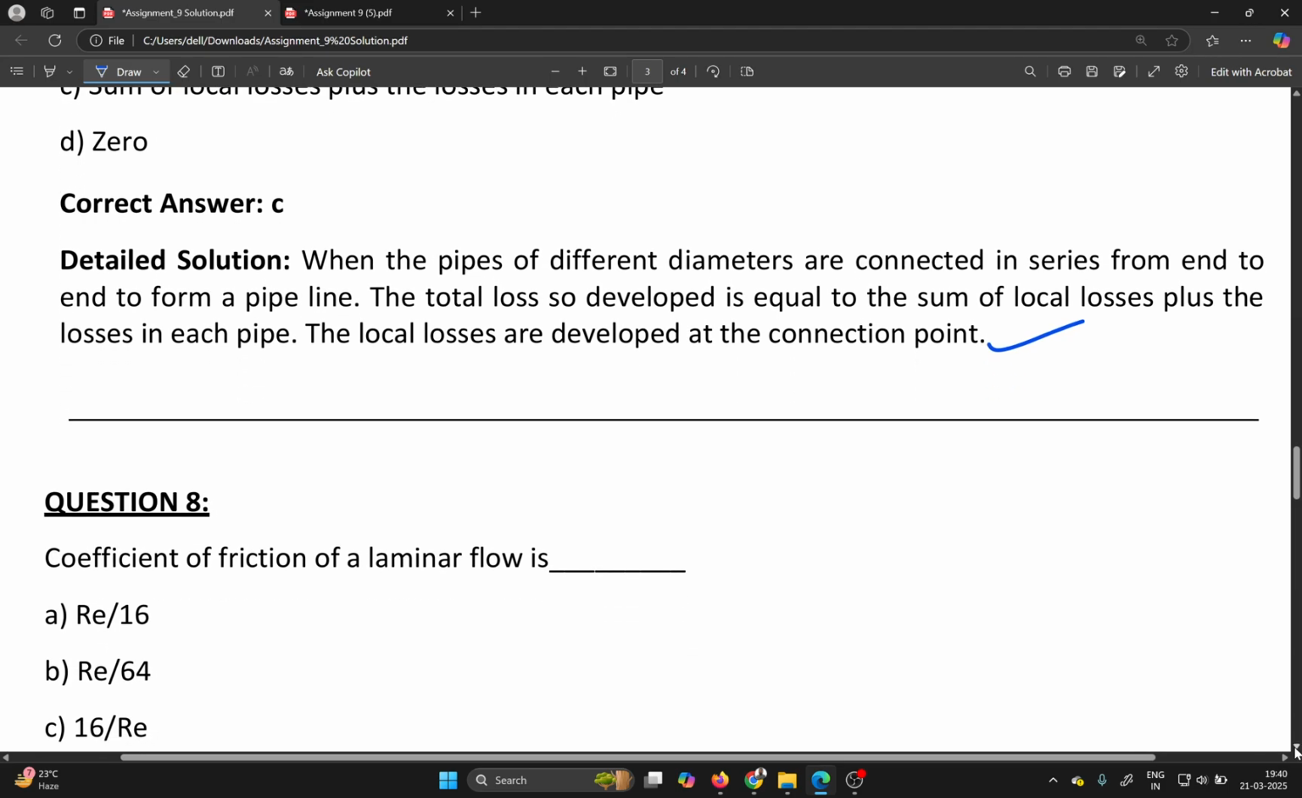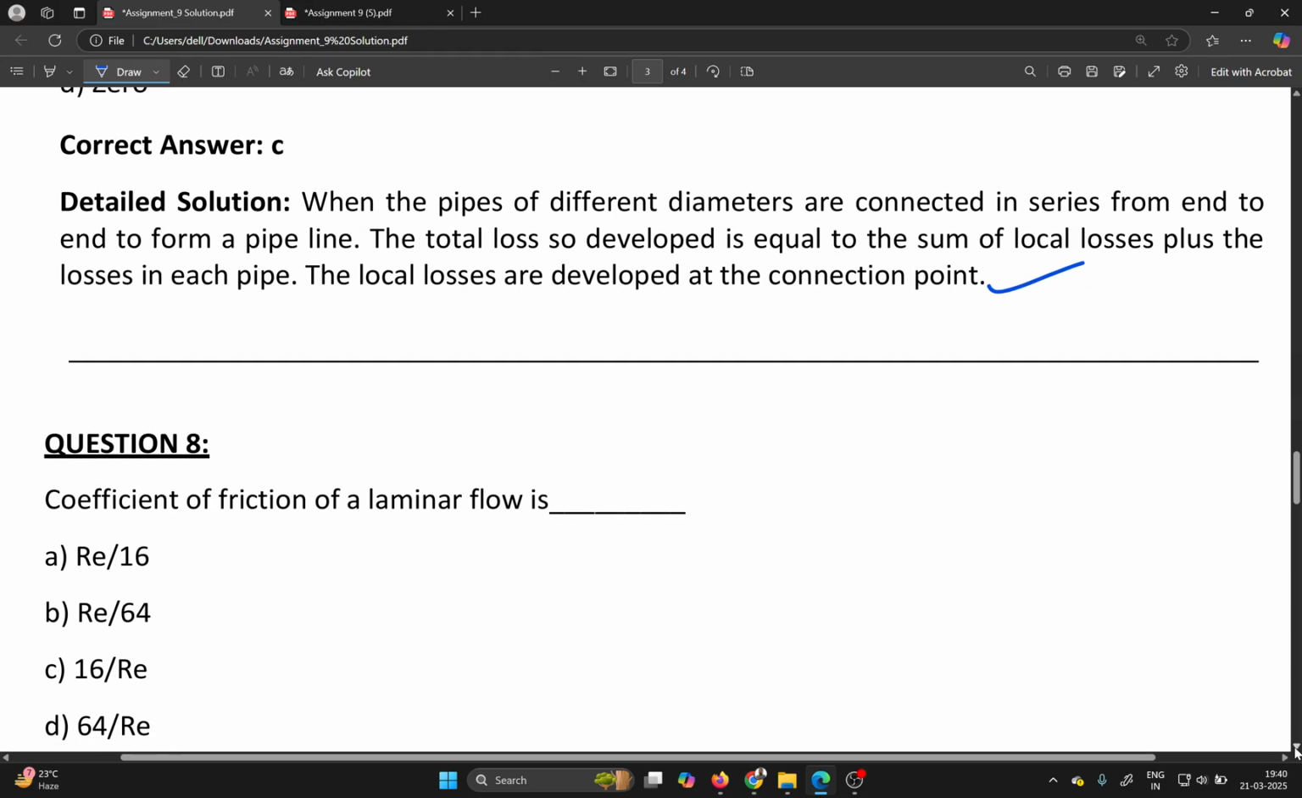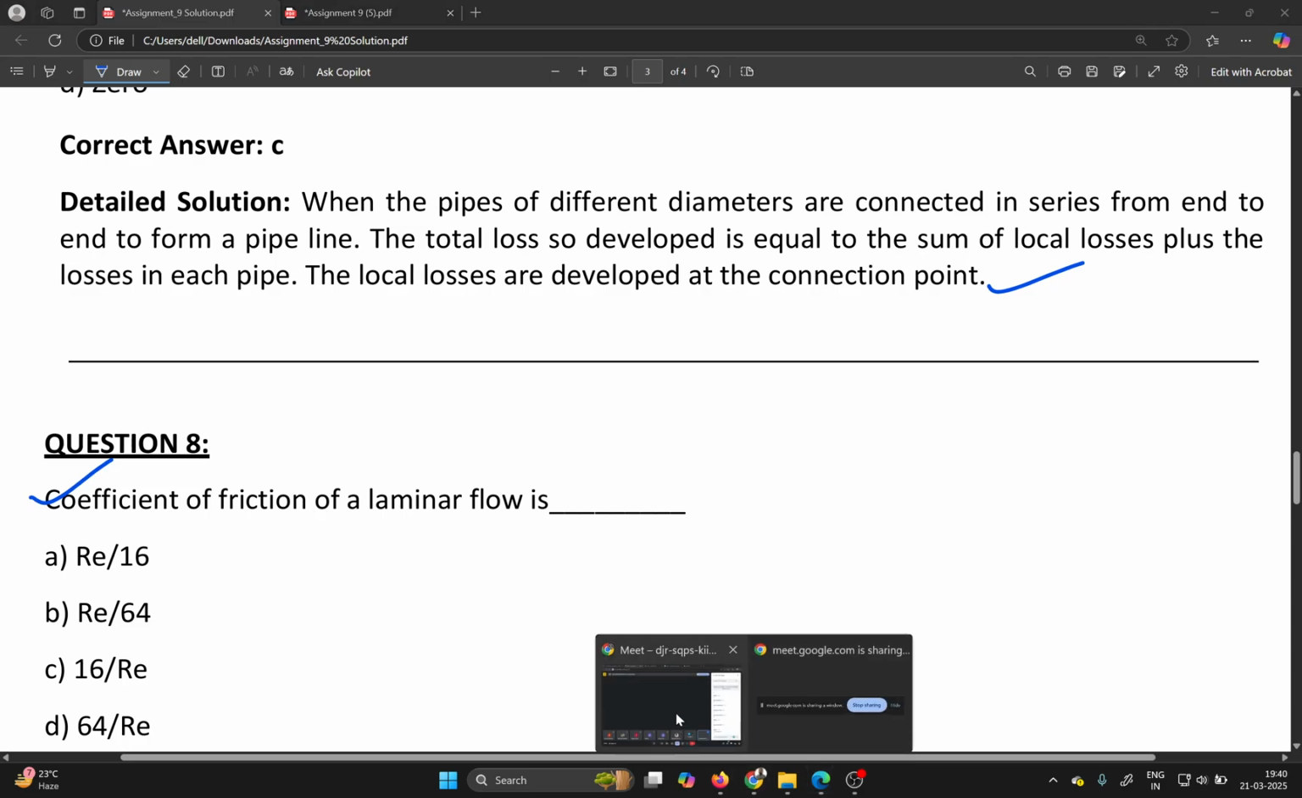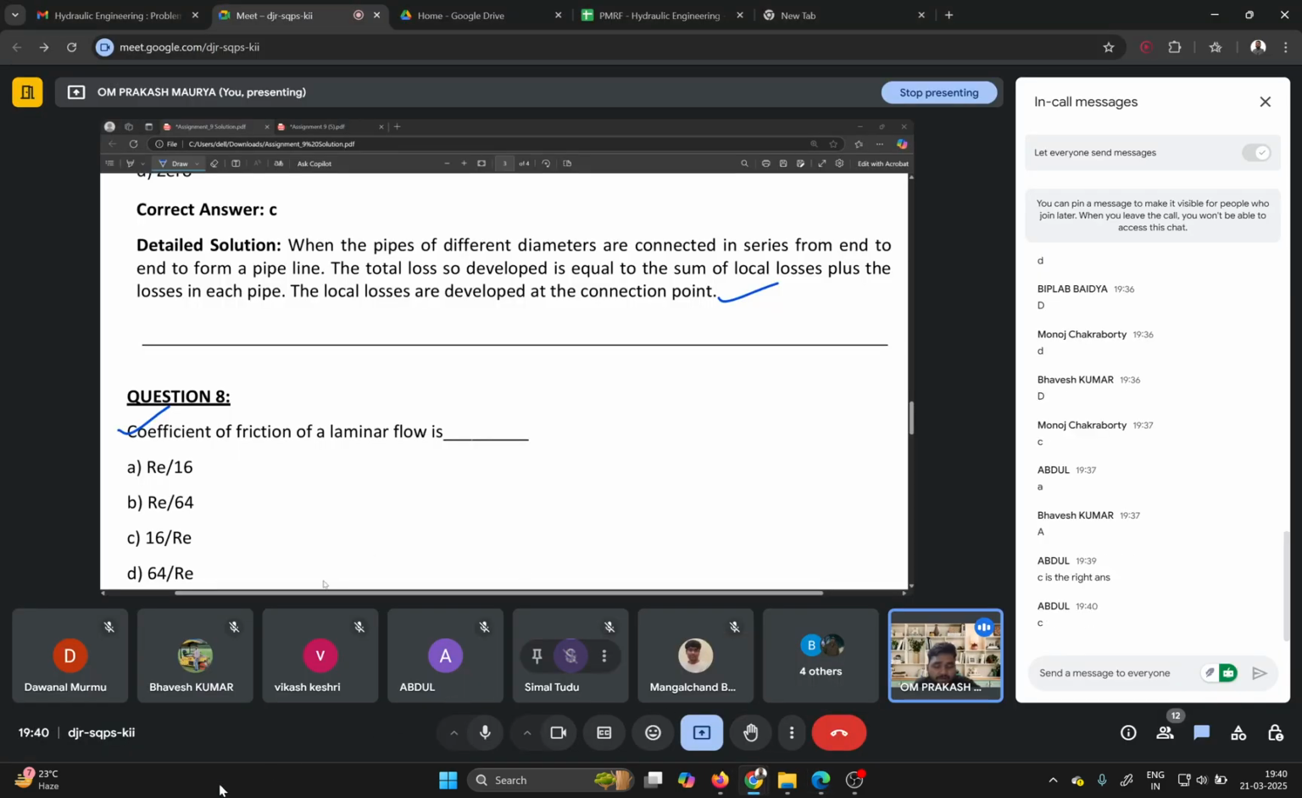Very important question. Here is the coefficient of friction for laminar flow. Many times I have discussed this in the previous classes also. So here I need answers from all sides. All participants try to write your answer. Manoj and Abdul are also telling option C for question number 8. Other participants also try to write your answer.